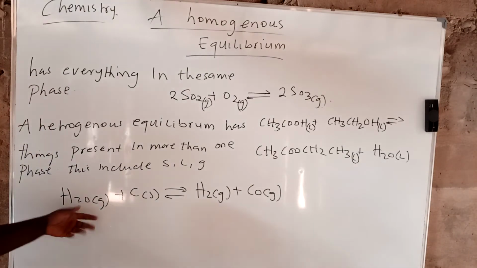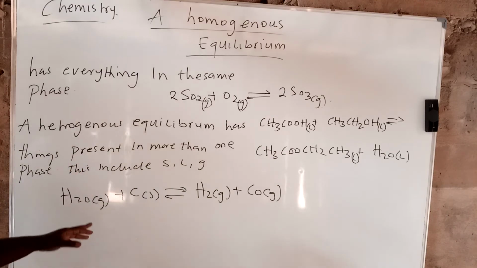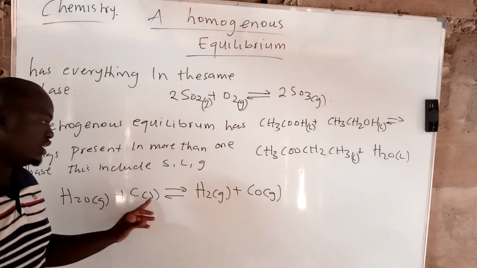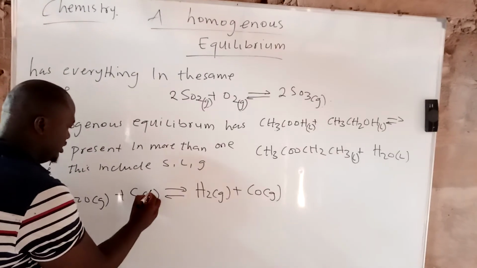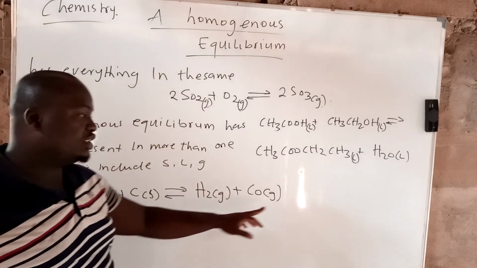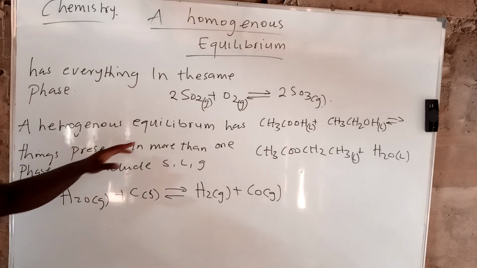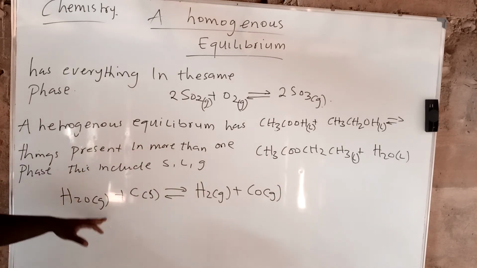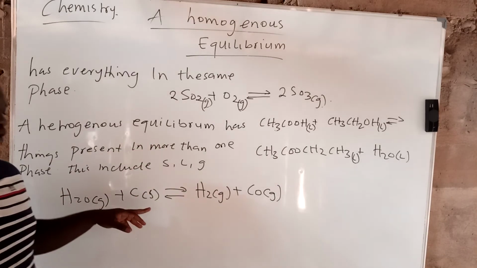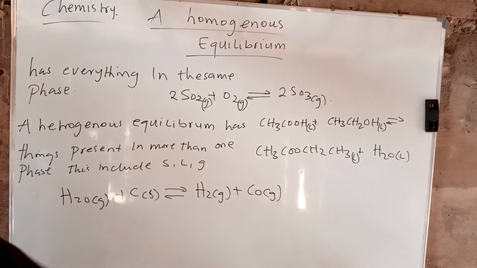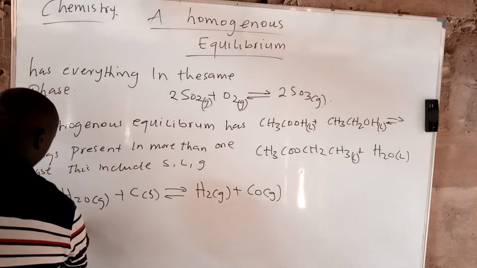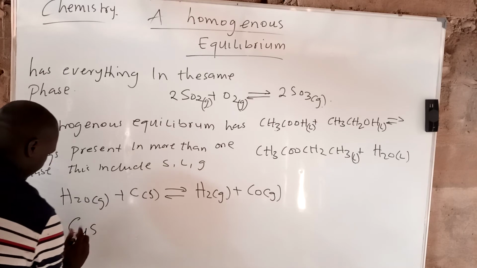Now, is this reaction homogeneous or heterogeneous? You can see this is gaseous, this is solid state, this is gaseous. This example is a heterogeneous equilibrium because it has more than one phase: solid and gaseous state. Therefore, that is an example of a heterogeneous equilibrium.